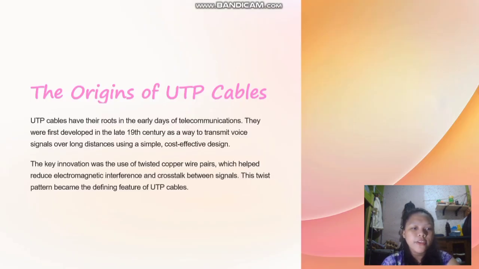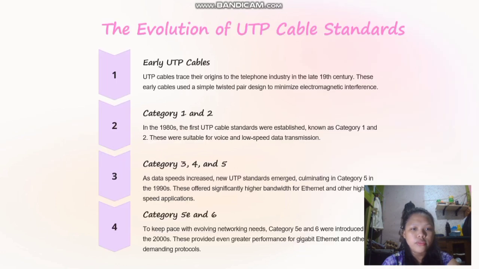The origins of UTP cables. UTP cables have their roots in the early days of telecommunications. They were first developed in the late 19th century as a way to transmit voice signals over long distances using a simple, cost-effective design. The key innovation was the use of twisted copper wire pairs, which helped reduce electromagnetic interference and crosstalk between signals. This twist pattern became the defining feature of UTP cables.